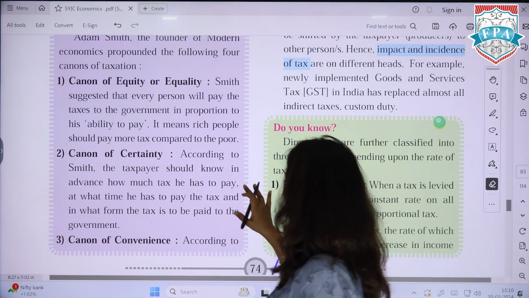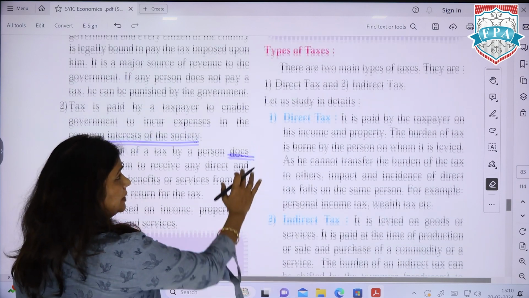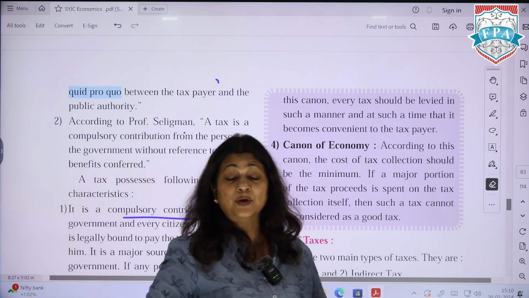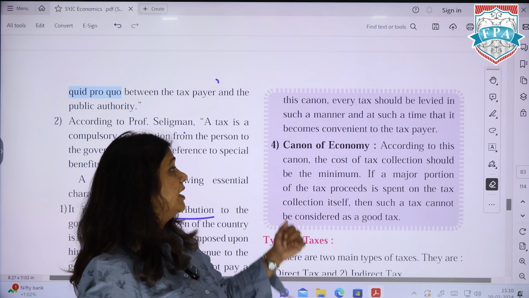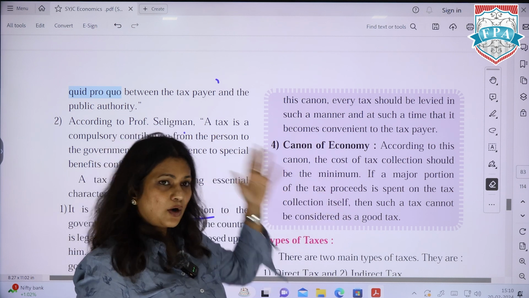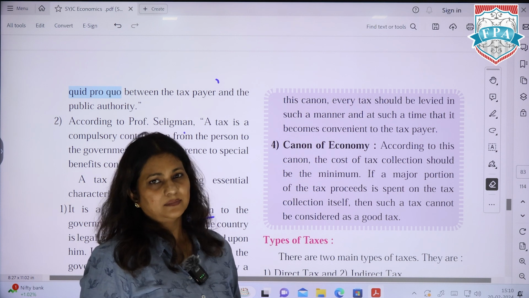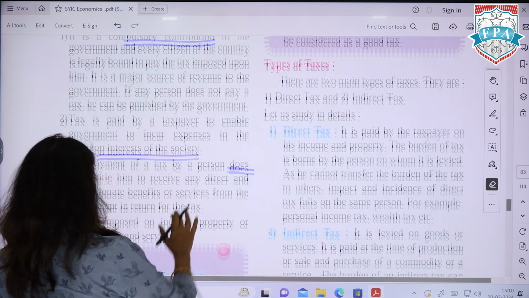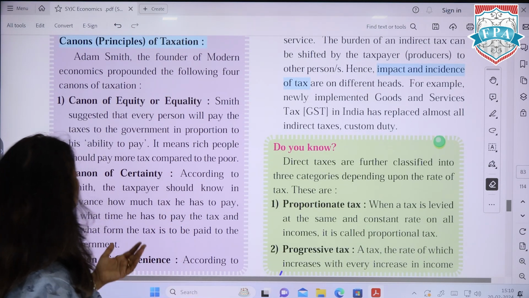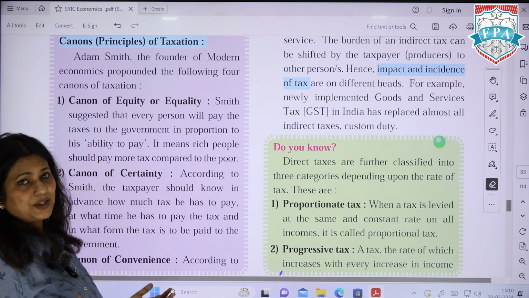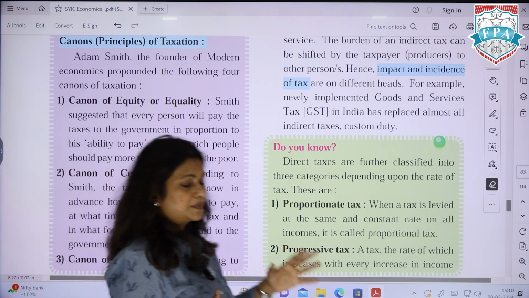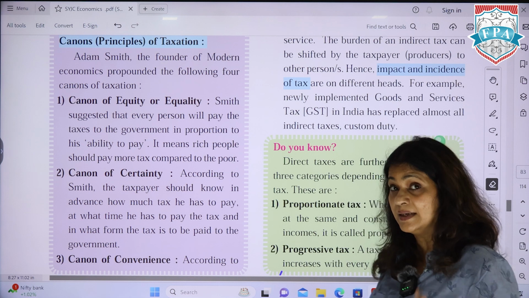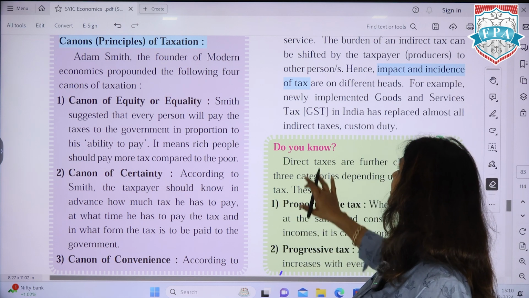So, canon of certainty. So, canon of convenience means it should be convenient for the person who's paying the tax, that it's easy for the person to pay the tax, that's canon of convenience. And canon of economy means that the cost of collecting this tax should be minimum. Right? So canon of economy, canon of convenience, canon of certainty, canon of equity, these were certain principles of taxation which were given by Adam Smith, right? Four canons: canon of equity, canon of certainty, canon of convenience and canon of economy.